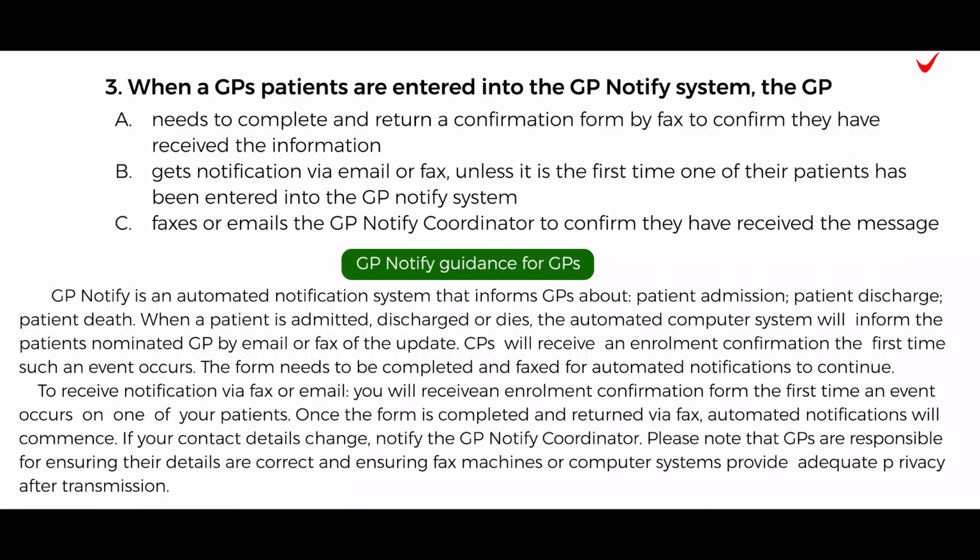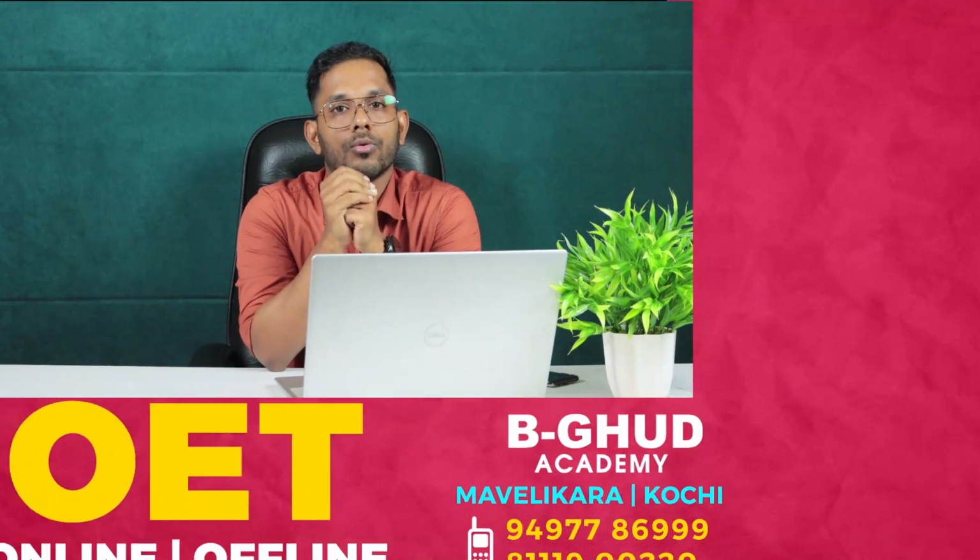Let's just eliminate it. Now let's move on to option B, where it says when a GP's patients are entered into the GP notify system, the GP gets notification via email or fax unless it is the first time one of their patients has been entered into the GP notify system, which is exactly what I explained for the previous option. അപ്പം ആദ്യത്തെ വെട്ടം ഒരു ഇവന്റ് ഉണ്ടാകുന്ന അല്ലാത്ത എല്ലാ കേസിലും എന്ത് ചെയ്യുന്നു?